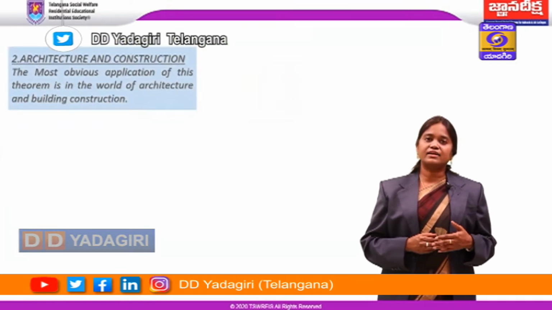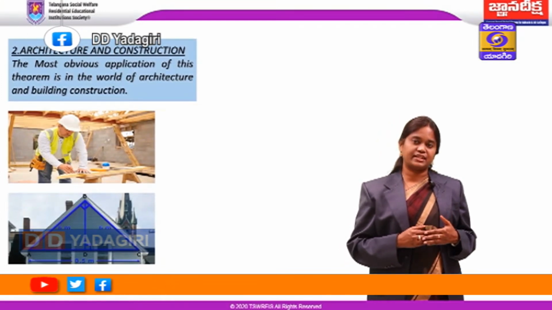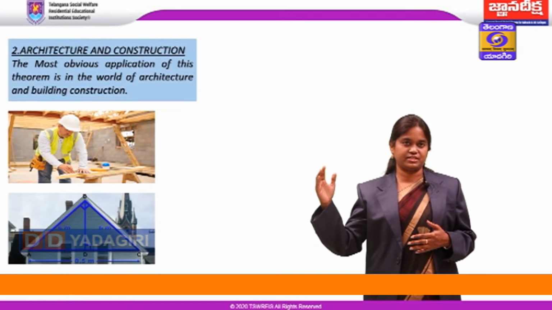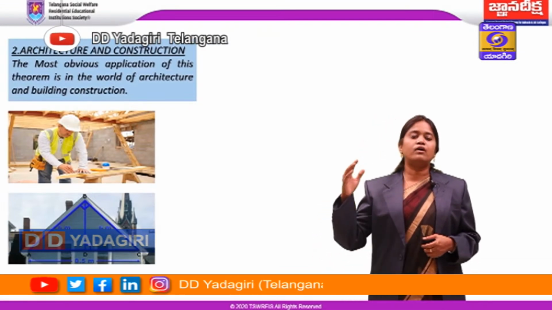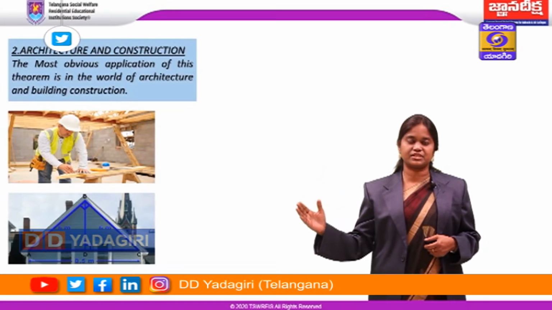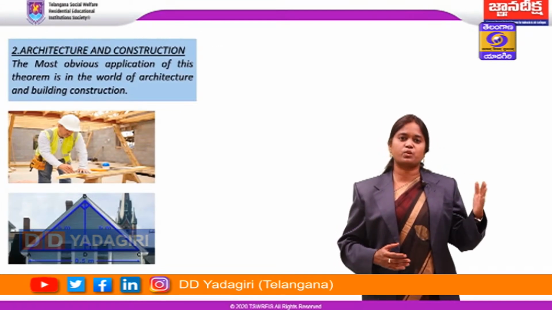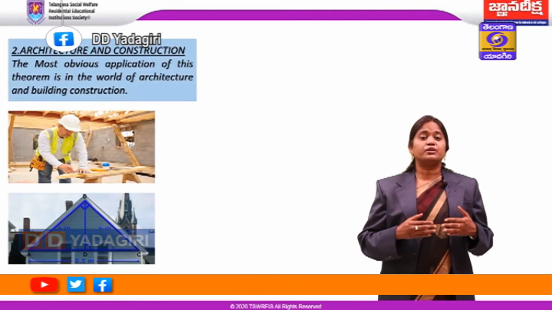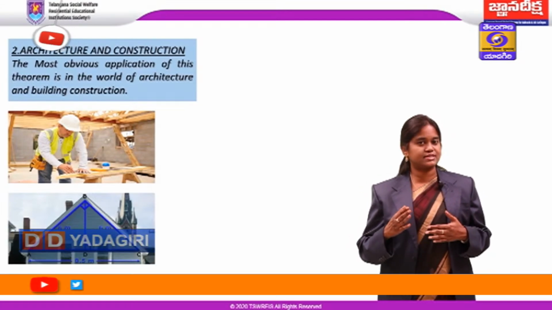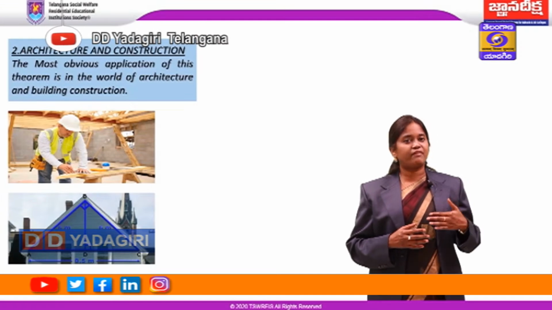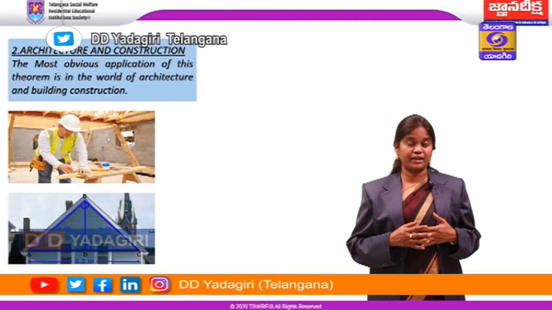Second application, architecture and construction. Pythagoras theorem is a useful technique for architecture and construction. The most obvious application of this theorem is in the world of architecture and building construction. If an architect is building a square structure, he can split the square into triangles. Using Pythagoras theorem, he can easily determine the lengths of the sides. When laying a foundation, builders make sure that the angles of corners are right.